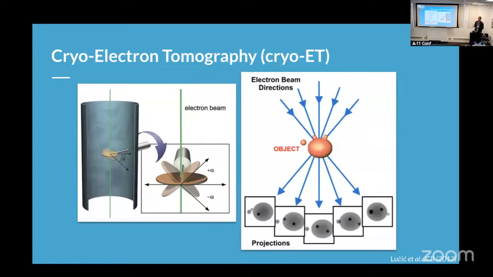I don't need to do this one because you've been doing a cryo-ET workshop for multiple days, but in a microscope, we collect multiple images. Typically, we rotate the sample around a single axis. This gives us multiple projections taken from different angles. Fantastic.